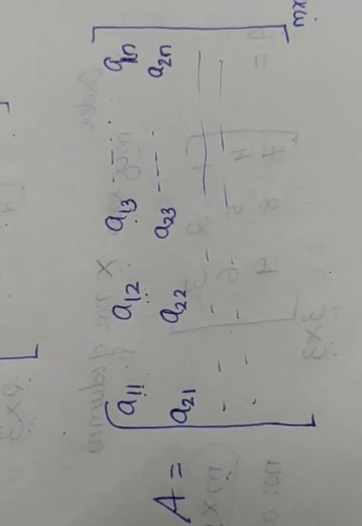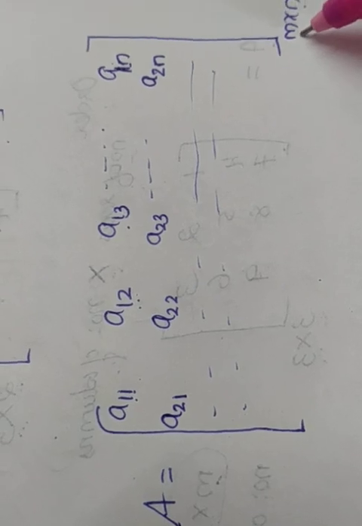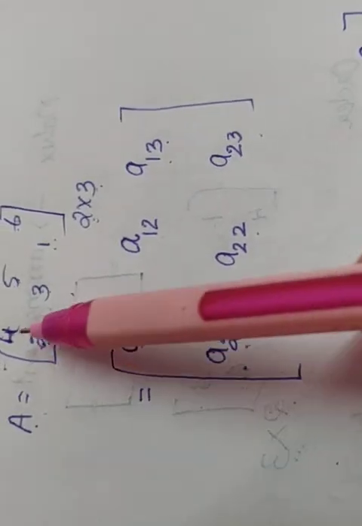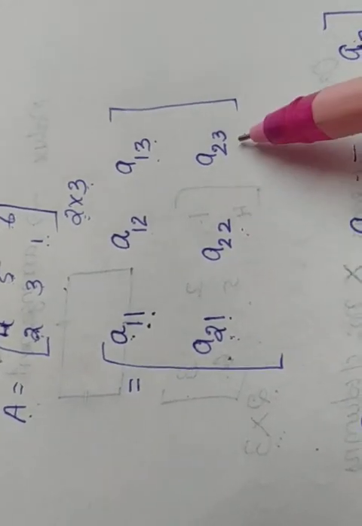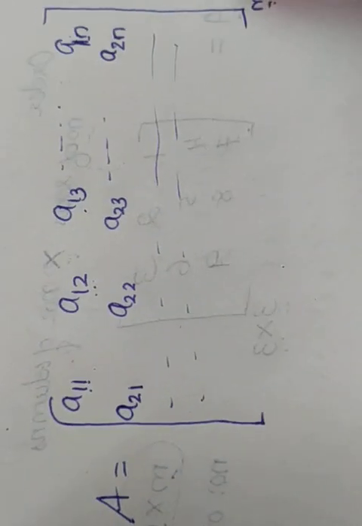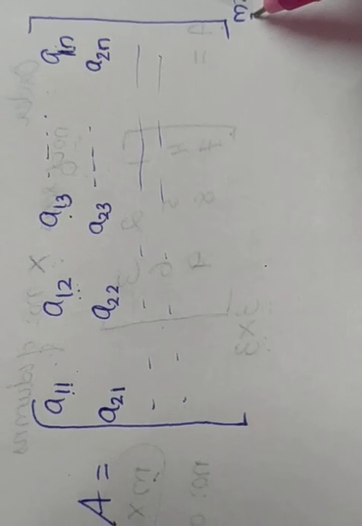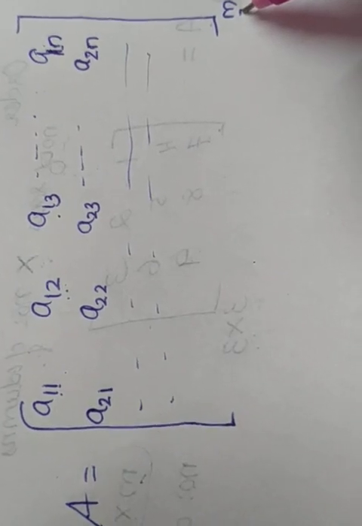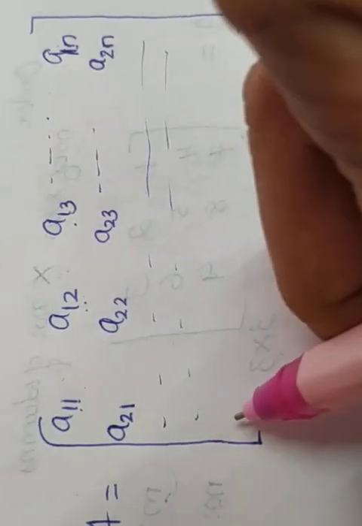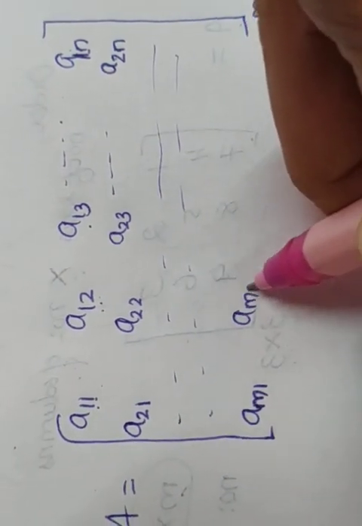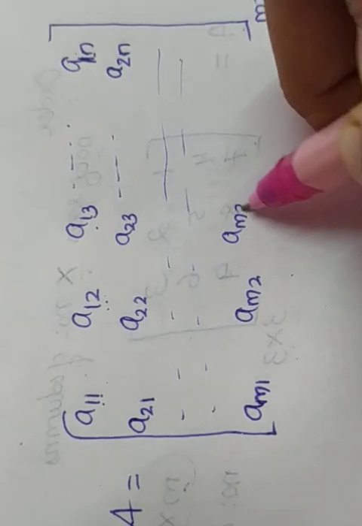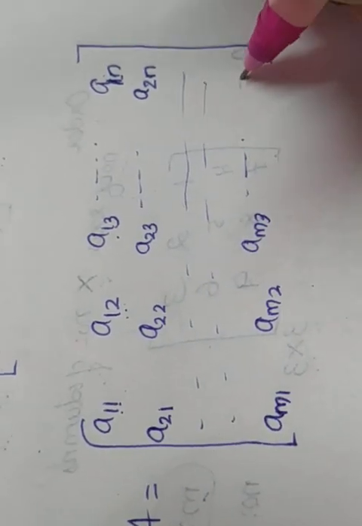Again, etc.: I am not going to write every element. Can you say the last row? How many rows are there here? M. For this example, there were only 2 rows and the last row was A21, A22, A23. Same way here there are M rows. So can you guess the last element? First element in the last row will be AM1, AM2, AM3, etc.